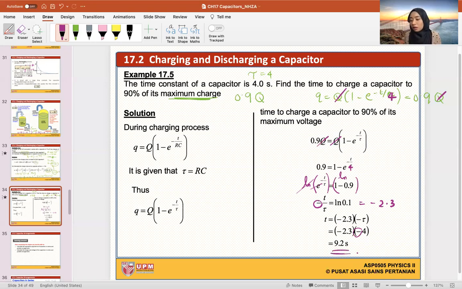I wouldn't say it's easy, but it's doable if you understand the concept. So here again, to eliminate e, use natural log. If you don't remember, Google it. It should be easy.